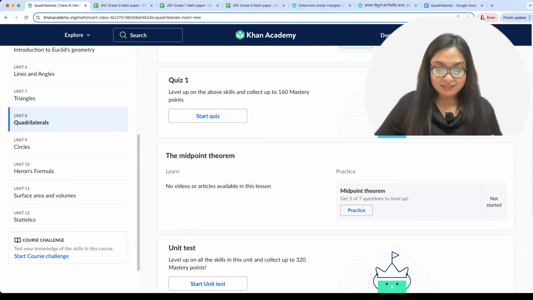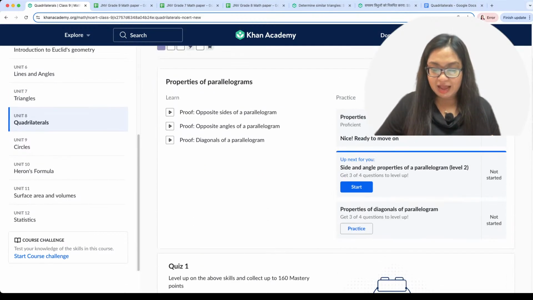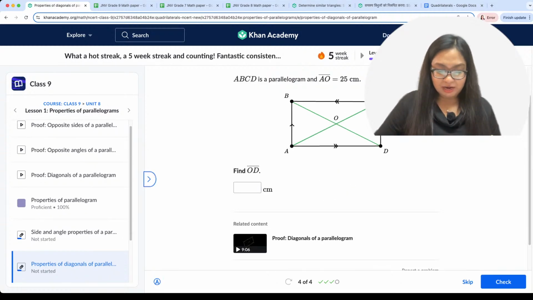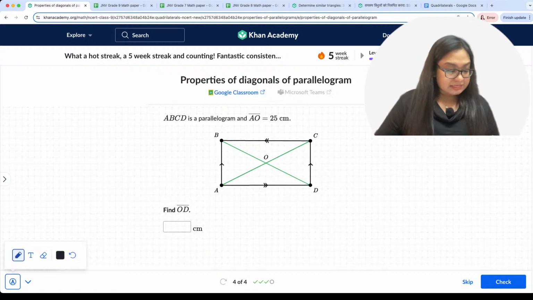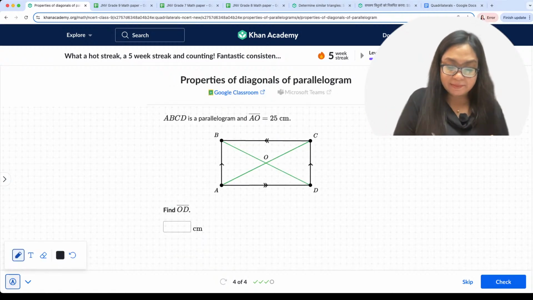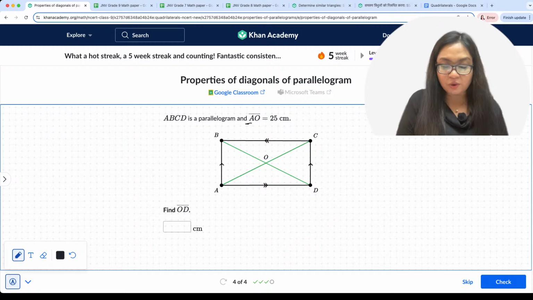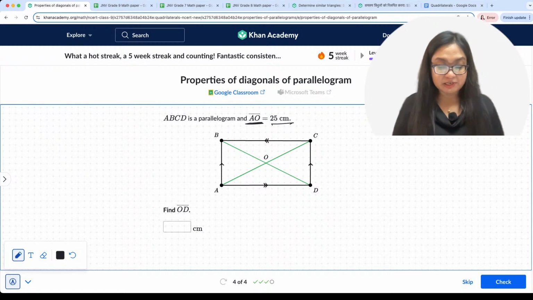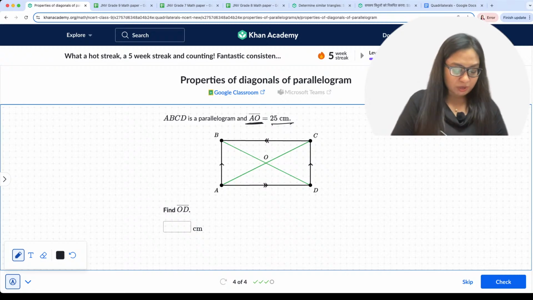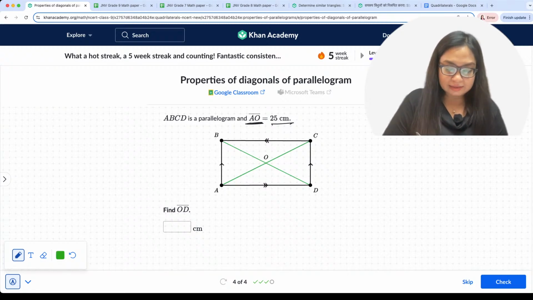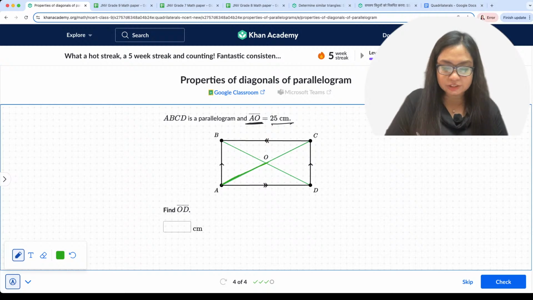So here we go. We have properties of diagonals of a parallelogram, right? Now, ABCD is given as a parallelogram, right? ABCD is a parallelogram and AO is given as 25 centimeters. The length AO is given as 25 centimeters. So, let us mark it, and here is the length that is 25 centimeters.